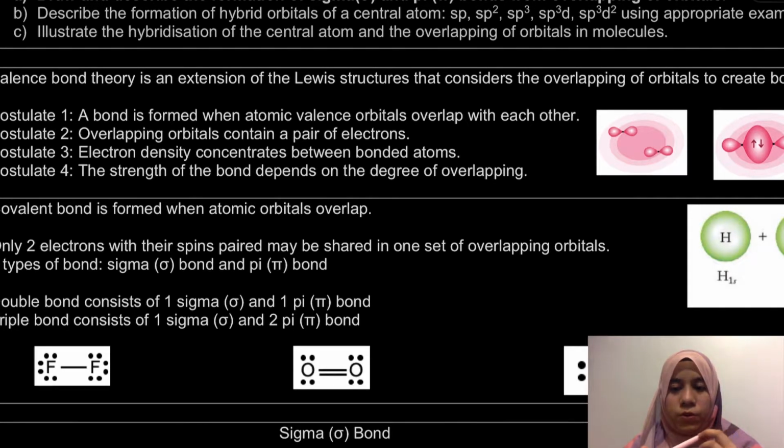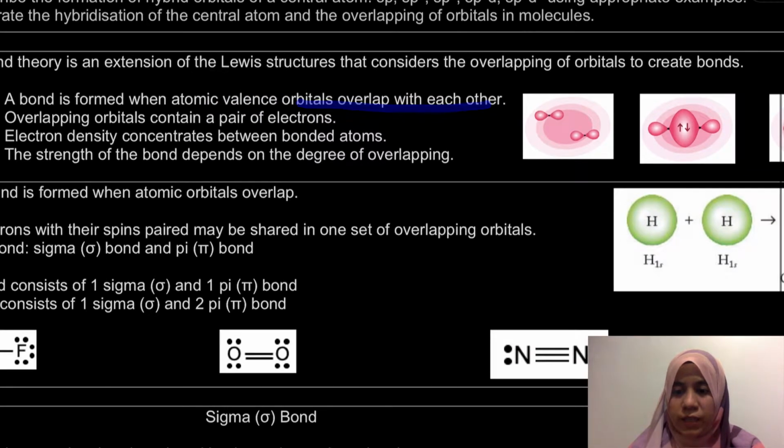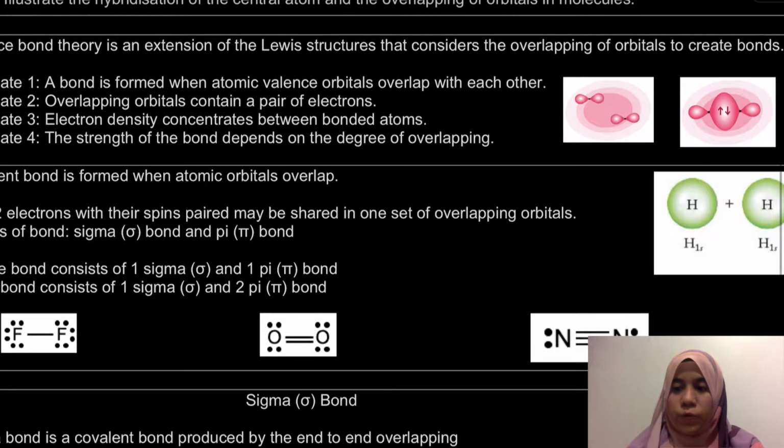So right now, with valence bond theory, rather than talking about the sharing of electrons by calculation only, as with the Lewis structure where we just calculate, adding the valence electrons, plus or minus the electrons, here we're going to talk about the orbital overlap. Theory number 1: a bond is formed when the atomic valence orbitals, remember valence, the outermost orbitals, overlap with each other. For example, here we have a p orbital.